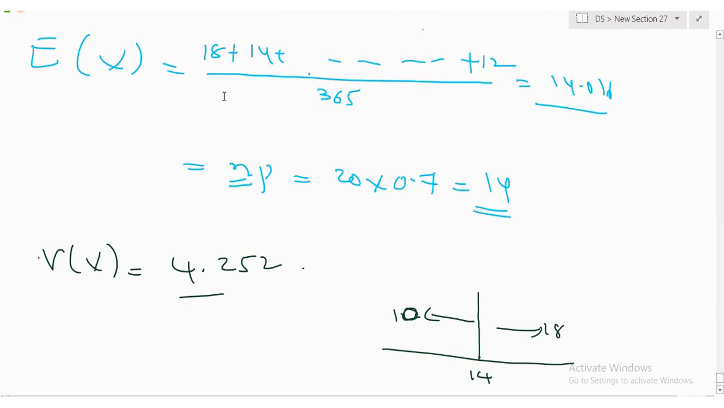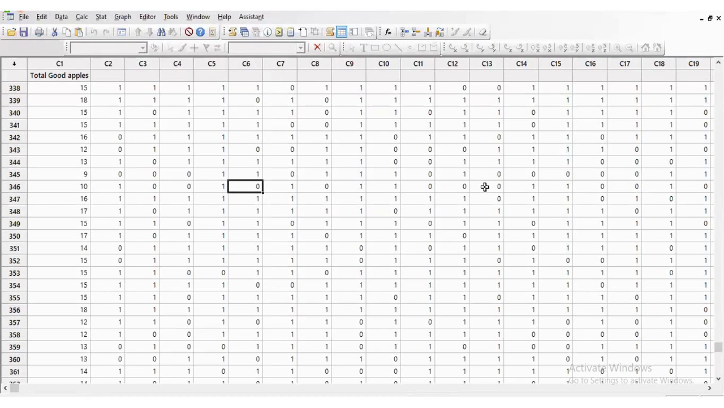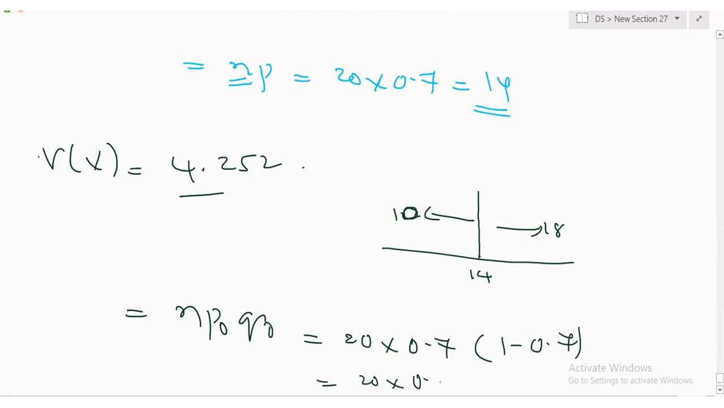But instead of collecting in the real world, I give only this data, that's all. Next month or tomorrow, how many apples am I going to sell? You're not going to get all these data to calculate the variance. So how can I calculate the variance? Using this. We derived a formula for variance, right? How many apples every time? 20. P is how much? 0.7. Q is how much? 1 minus 0.7. 20 into 0.7 into 0.3. Calculate and tell me. 21 into 2, 4 point something.